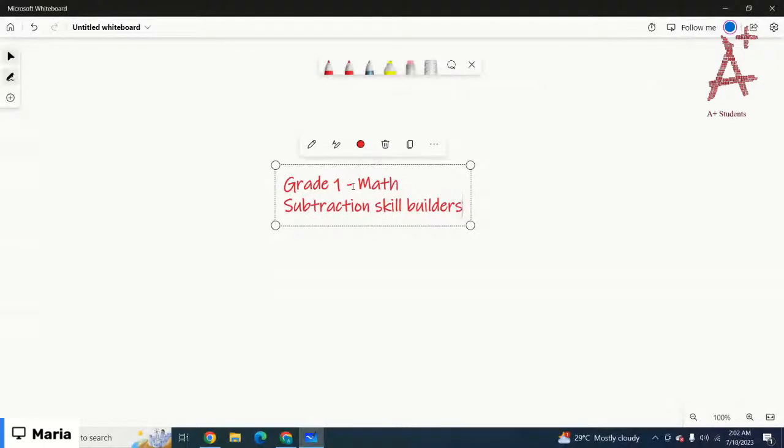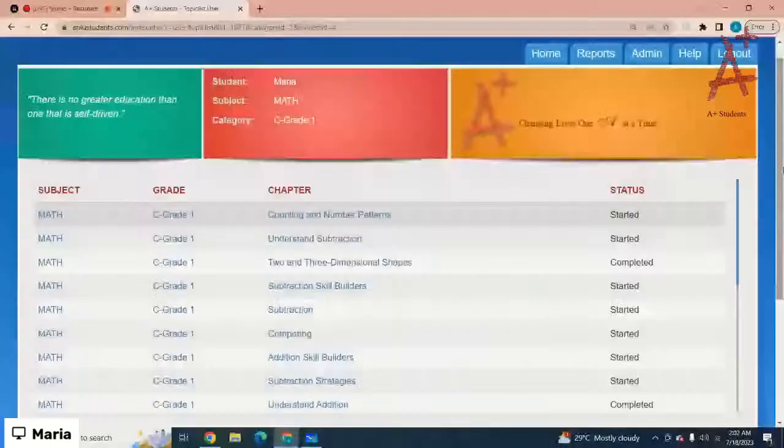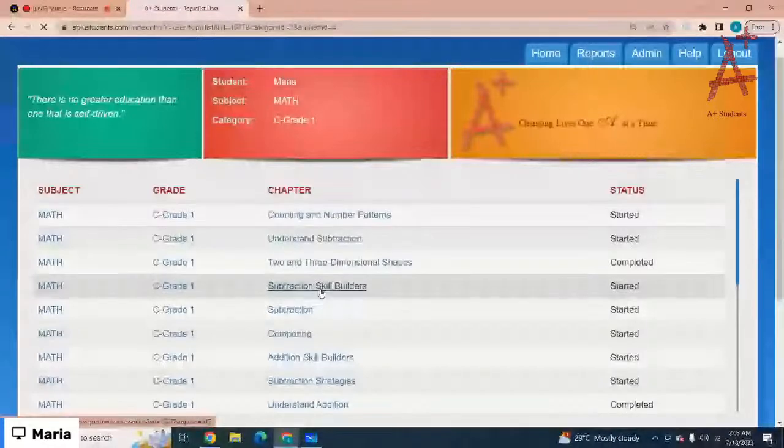We are here for grade 1 math. So we're going to start with the chapter Subtraction Skill Builders. Here I am on grade 1 math. Here is the chapter we're going to start with, Subtraction Skill Builders. So let's just start with the chapter.